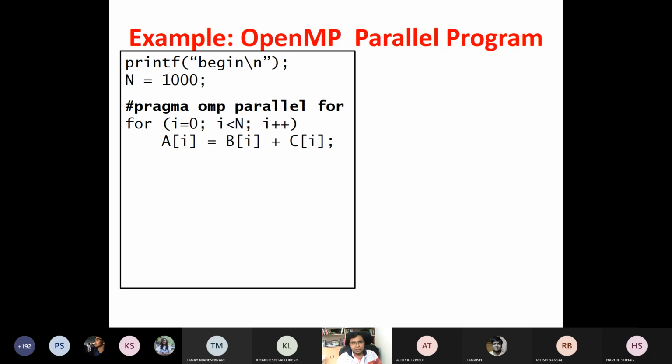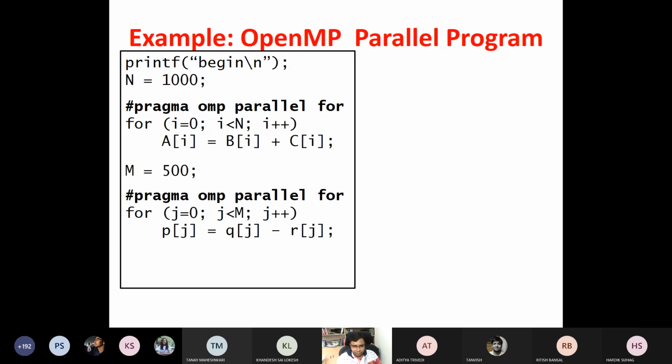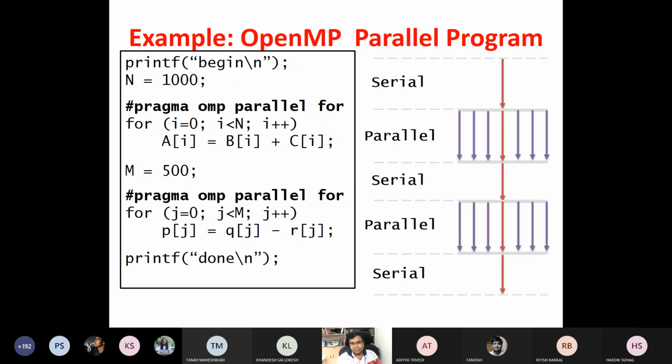Are you able to see this? This is a serial one. Then this is a parallel for loop. Then another, this one with M equal to 500, is serial. Then again another OMP parallel for loop. Then this is done. If you look at this case, there are 2 parallel sections and 3 serial sections.